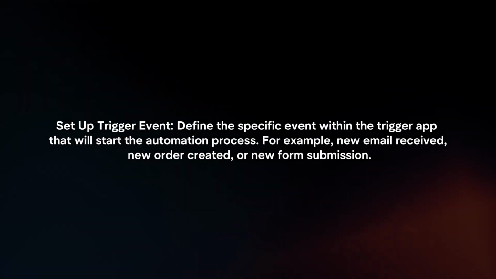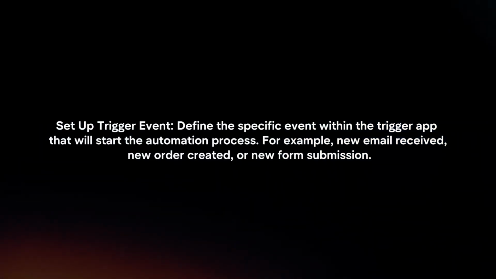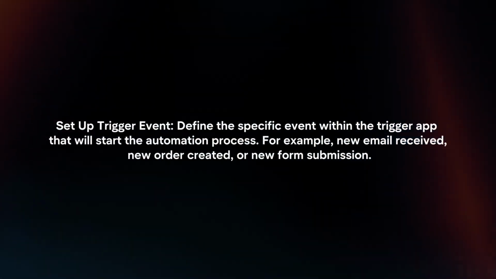Set up Trigger Event. Define a specific event within the Trigger app that will start the automation process. For example, new email received, new order created, or new form submission.